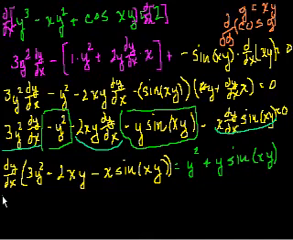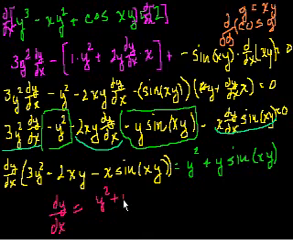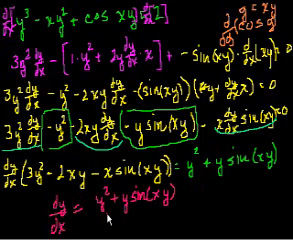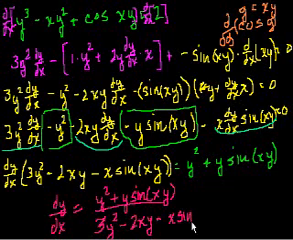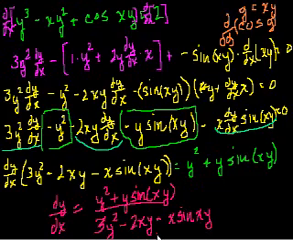And now, since our goal is to find the derivative of y with respect to x, we can divide both sides of this equation by this term right here. And our final answer is, let me do it in a good color, dy dx, the derivative of y with respect to x, is equal to y squared plus y sine of xy divided by 3y squared minus 2xy minus x sine of xy. And there you have it.